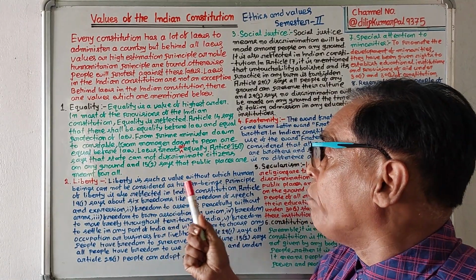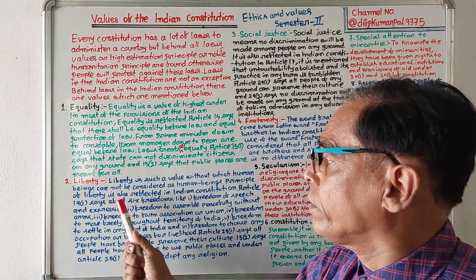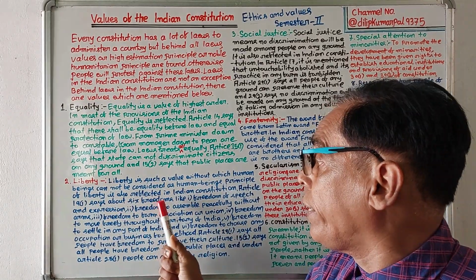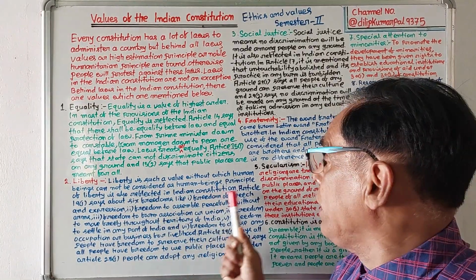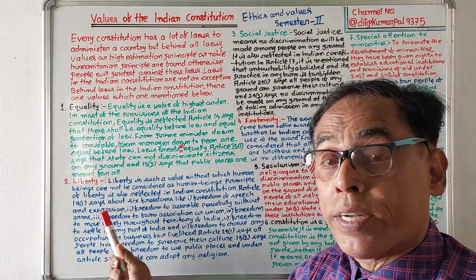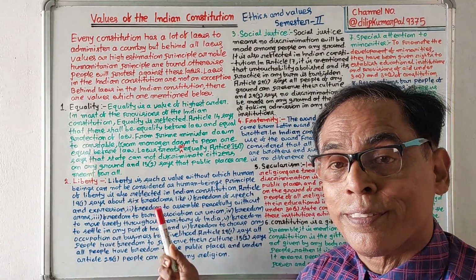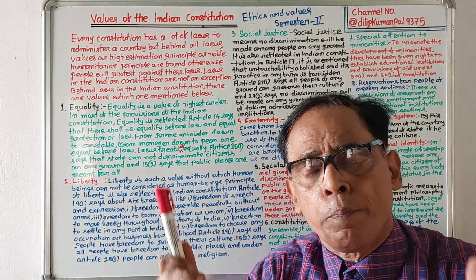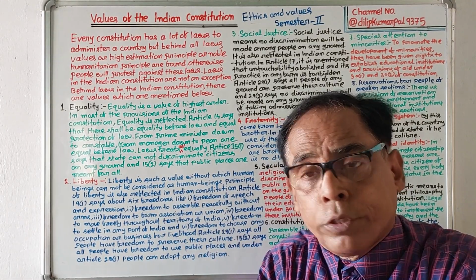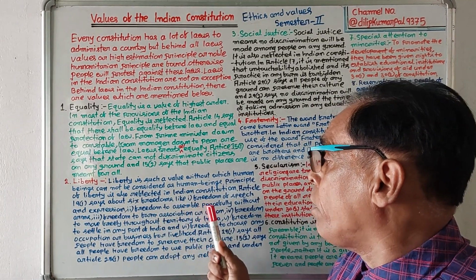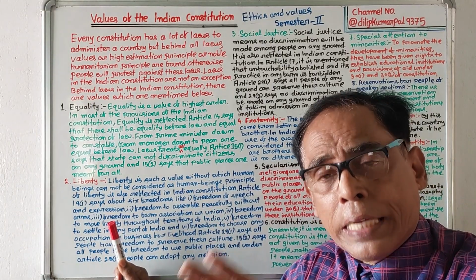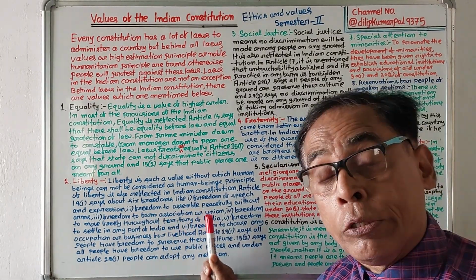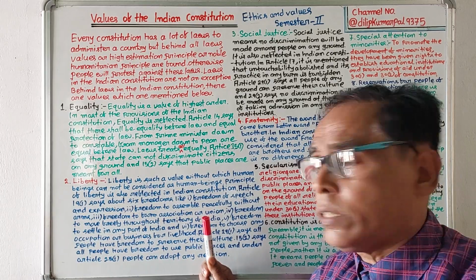The principle of liberty is also reflected in the Indian Constitution. Article 19 clause 1 speaks about six freedoms. Freedom of speech and expression: all citizens of India can express their views. Freedom to assemble peacefully without arms: they can assemble in a place without arms. Freedom to form associations and unions: they can form associations and unions.